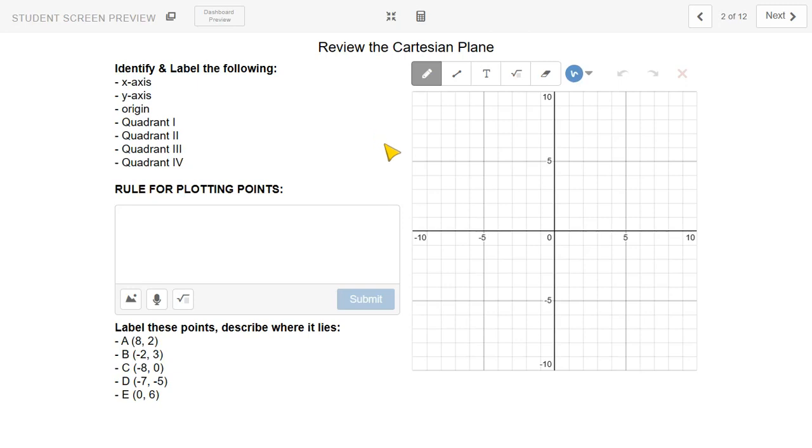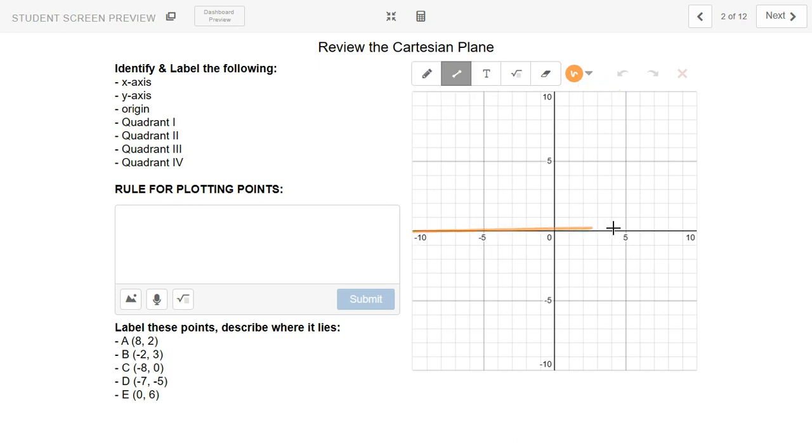Today we're going to talk about an introduction to linear relations. Before we get started, let's review the Cartesian plane. Identify and label the following. So we've got the x-axis, y-axis, the origin, quadrant 1, 2, 3, and 4, all written in Roman numerals. So this is our Cartesian plane.